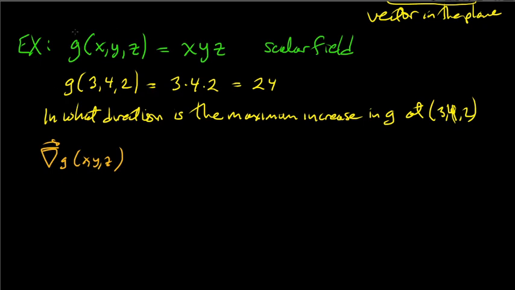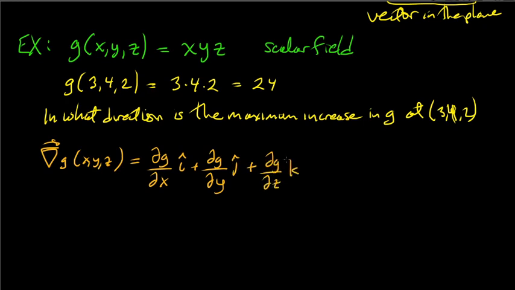However, this is a function of 3 variables. This gradient will have 3 components. It's going to be the partial of G with respect to x. That'll be the x component. And then the y component will be the partial of G with respect to y, in the j direction. But it also has a z partial derivative, and that'll be the z component. So this vector does have 3 components.